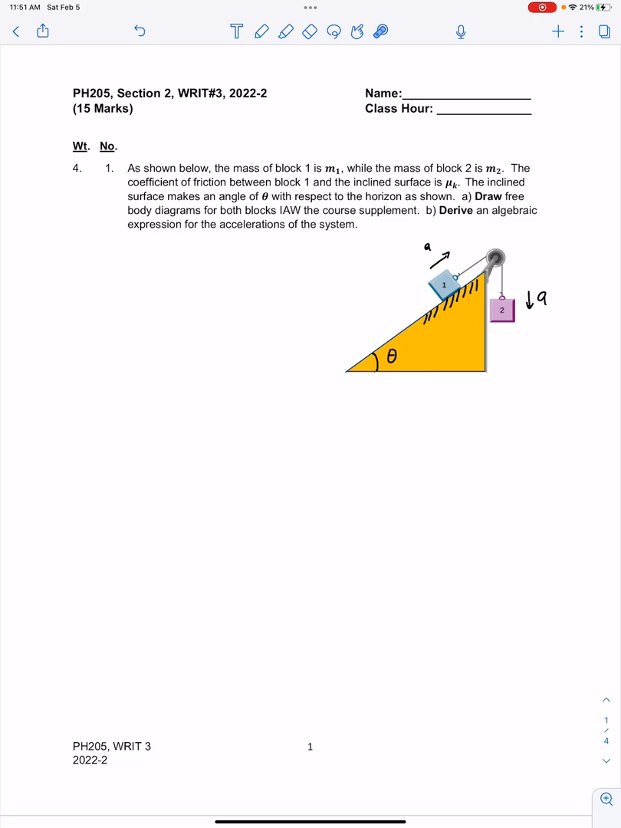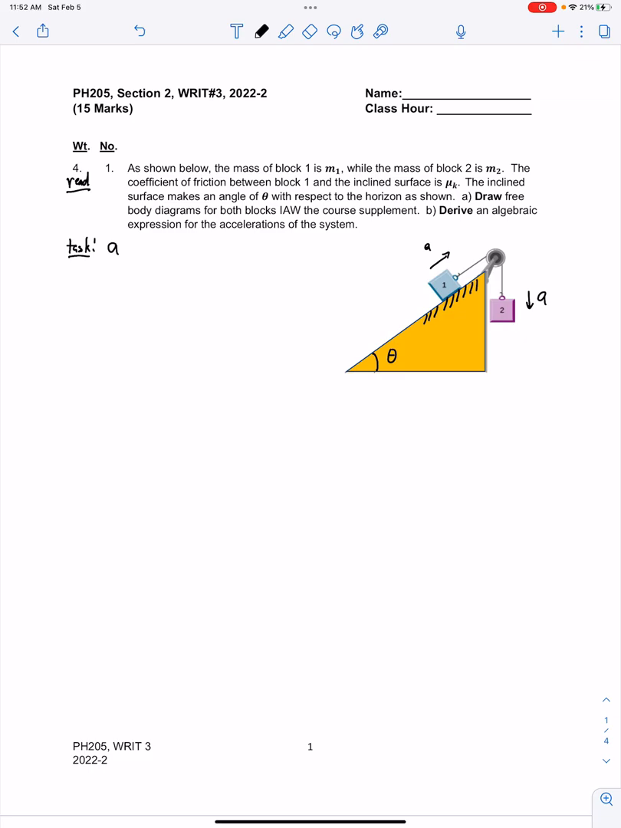Oftentimes, though, we will typically give you the acceleration. So moving forward, we're going to assume that block 2 goes down, block 1 goes up. And we are solving for, derive an algebraic expression for a. So this is our read step. Complete. Our task is to solve for a.